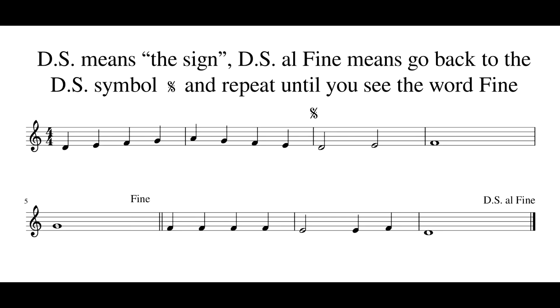DS means the sign. DS al fine means go back to the DS symbol and repeat until you see the word fine. By contrast, DS al coda means repeat from the DS sign instead. And once you arrive at the coda symbol, jump to the next coda symbol to end the piece. That one is rare though.